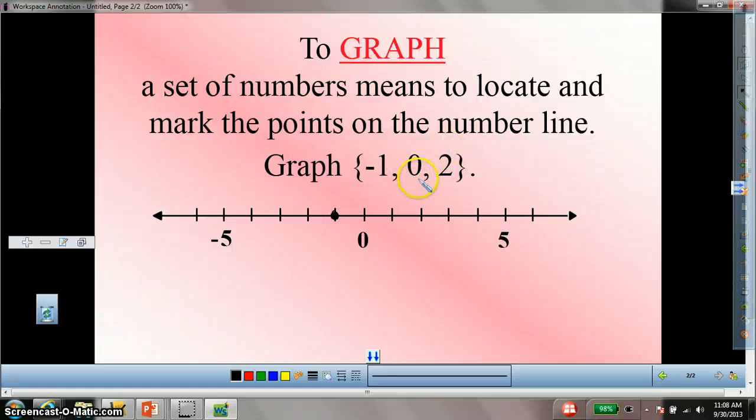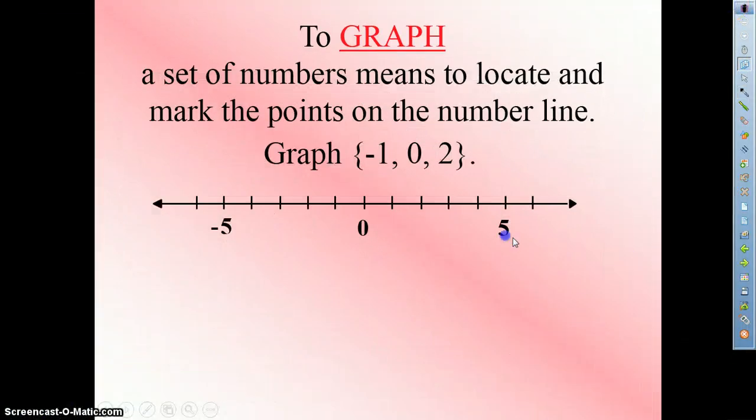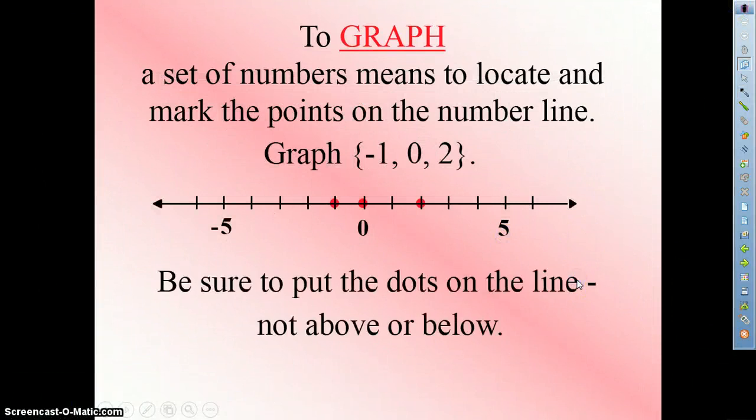The next one we want to mark is 0. 0 is labeled for us on our number line here. We just want to make a point where those lines intersect. And then the next one we want to graph is 2. So here's 0, and we count our marks 1, 2. Place a dot on point 2. Be sure to put the dots on the line, not above or below, because sometimes that can be confusing.